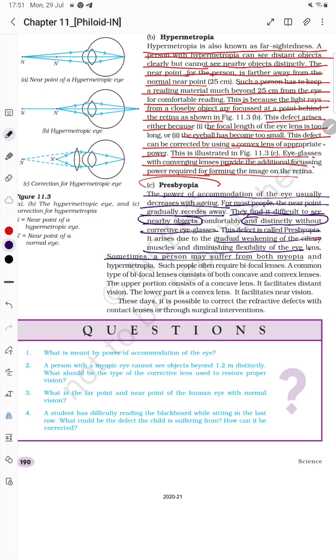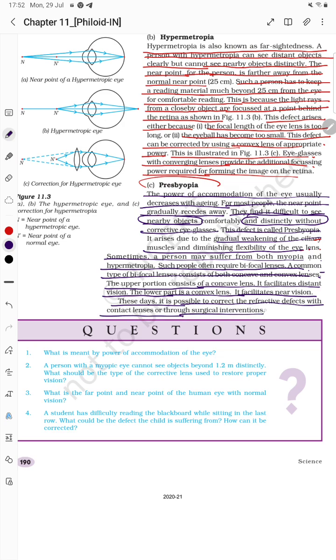Sometimes a person may suffer from both myopia and hypermetropia. Such people often require bifocal lenses. A common type of bifocal lens consists of both concave and convex lenses. The upper portion consists of the concave lens. It facilitates distant vision. The lower part is a convex lens. It facilitates near vision. These days, it is possible to correct the refractive defects with contact lenses or through surgical intervention.